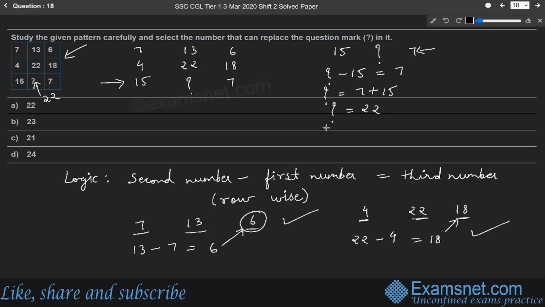So for this question, the correct option is option A here, which is 22. I hope you are clear with this question. All you have to do is understand the logic, that is, second number minus first number gives the third number, and it is applied row wise.